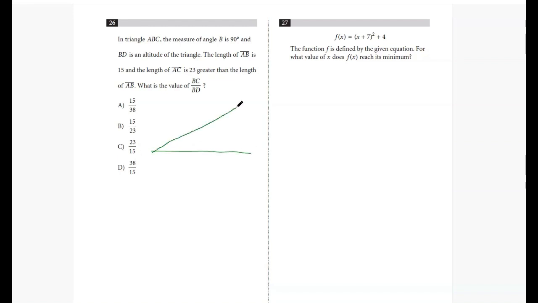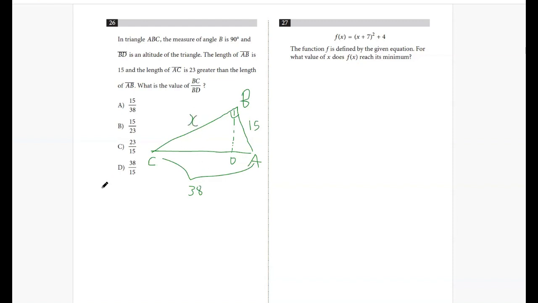So we know that B is our right angle, A is over here, and we have C here, and BD is the height. AB is 15, and AC is 23 greater than the length of AB, so this is 38.